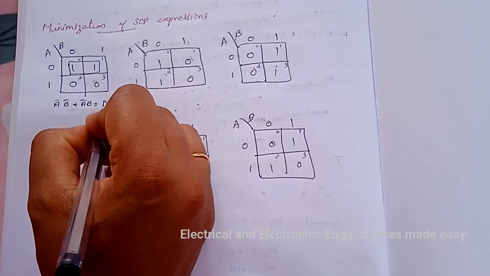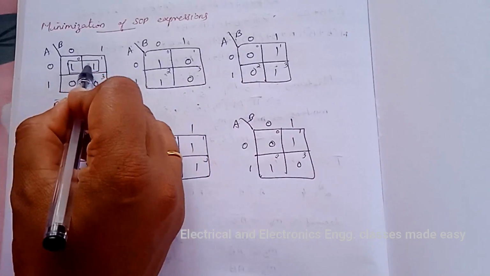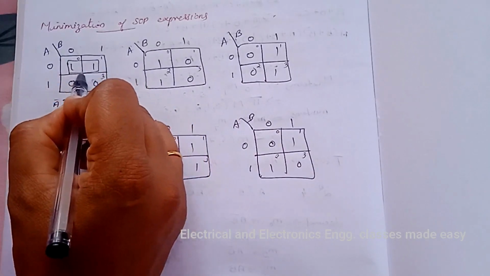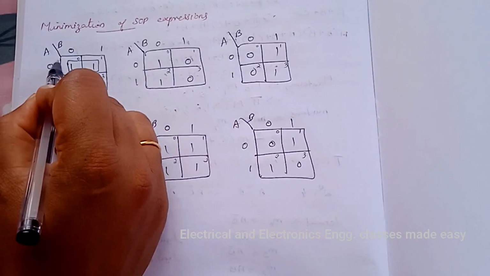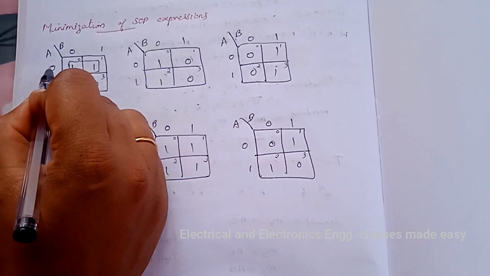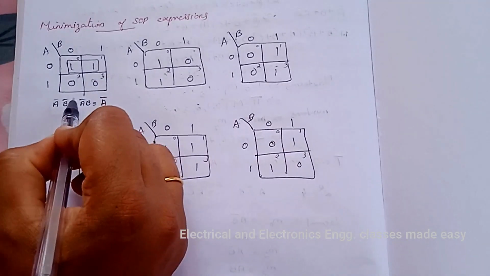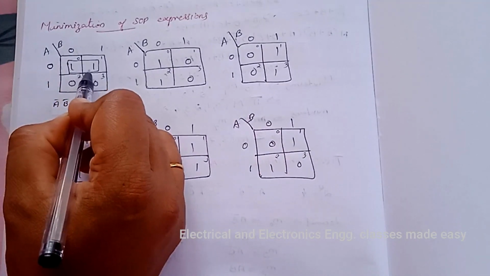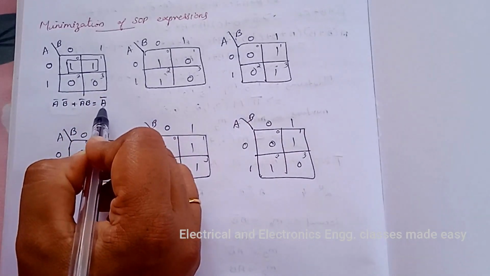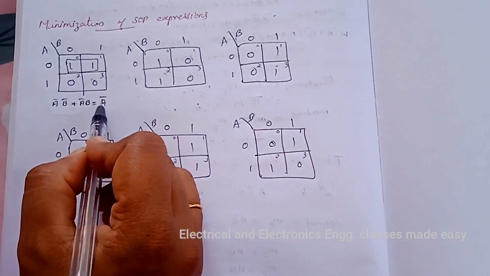Here this is A bar. So while combining these two squares, we will get the common, that is the same variable, and the different variable gets eliminated. So here the answer is A bar.